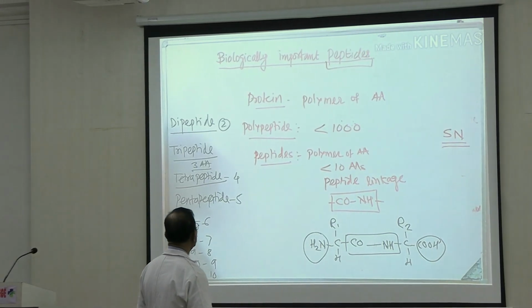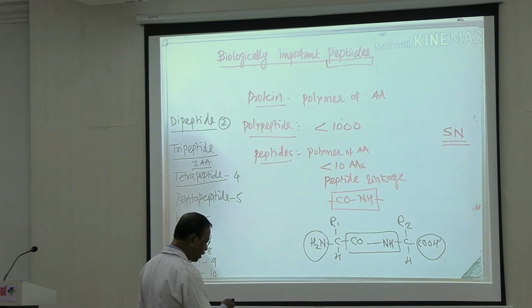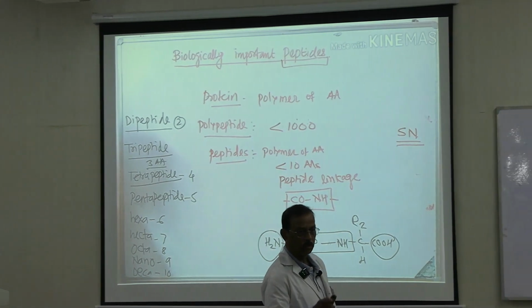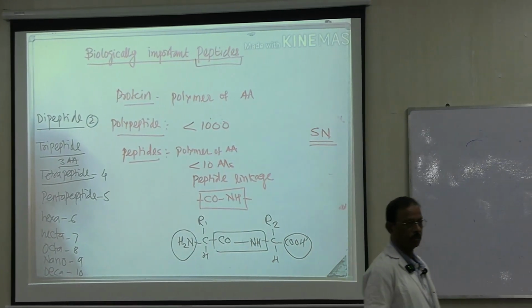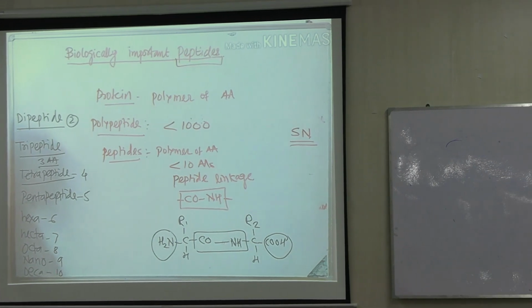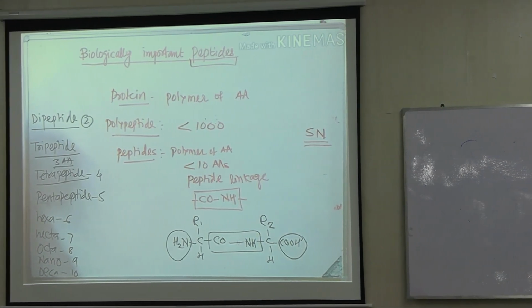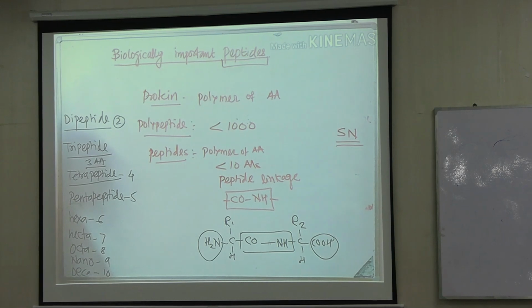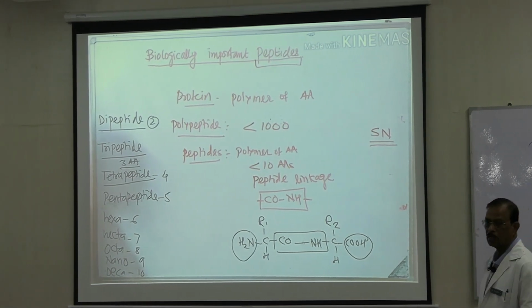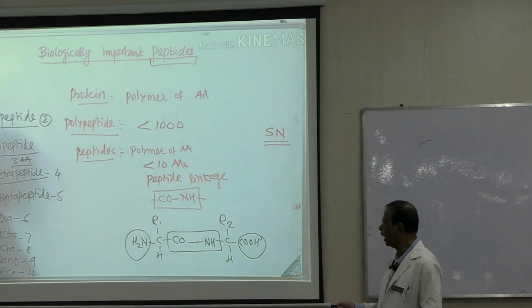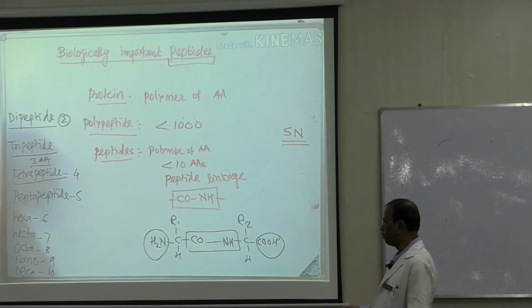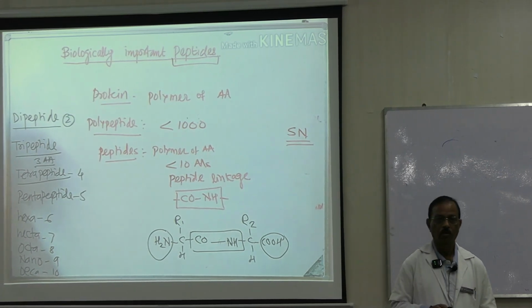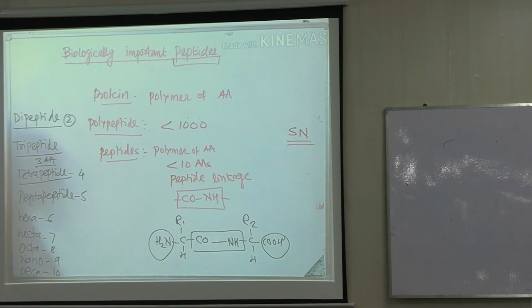So, coming to the peptides, when there are two amino acids, it is called dipeptide, and there will be one peptide linkage in the dipeptide. In case of tripeptide, there will be 3 amino acids, 2 peptide linkages. Likewise, tetrapeptide, pentapeptide, hexapeptide, hepta, octa, nona. In nona, how many amino acids? 9. And peptide linkage 9 minus 1.